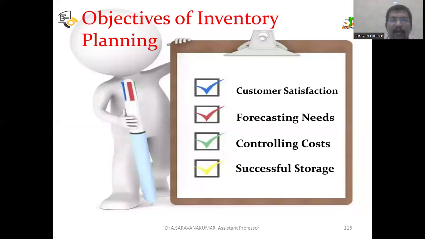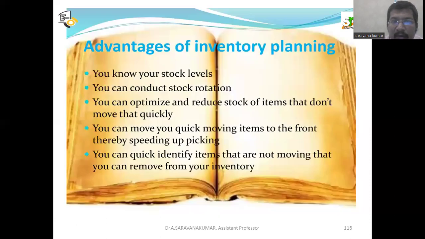So these are the main objectives of inventory planning: customer satisfaction, forecasting needs, controlling cost, and successful storage. Because in every organization, they have to purchase the raw materials. If the raw materials are of quality, definitely the product will be of quality. So raw materials are very important. So customer satisfaction. So what about forecasting needs, controlling cost and successful storage?